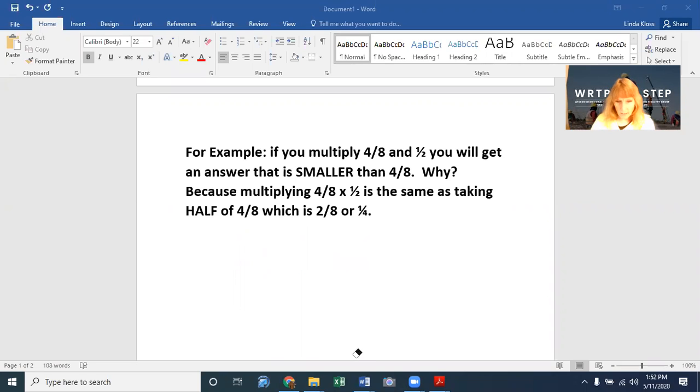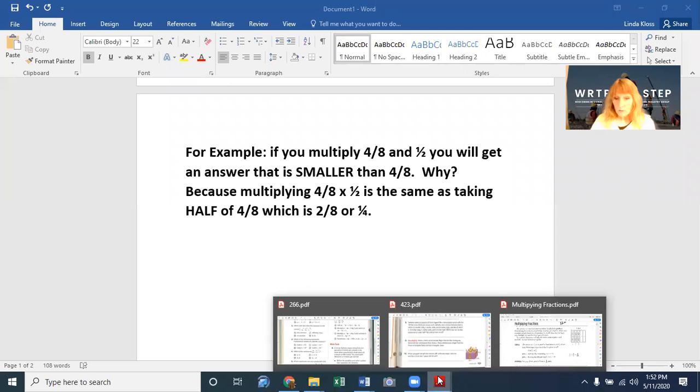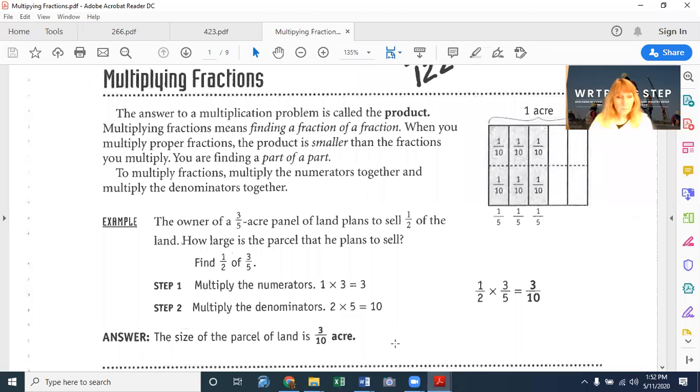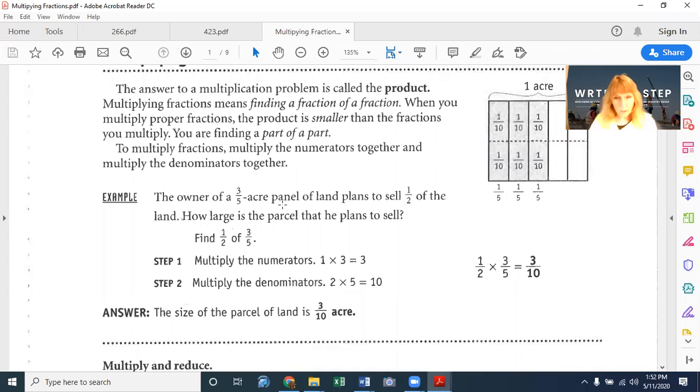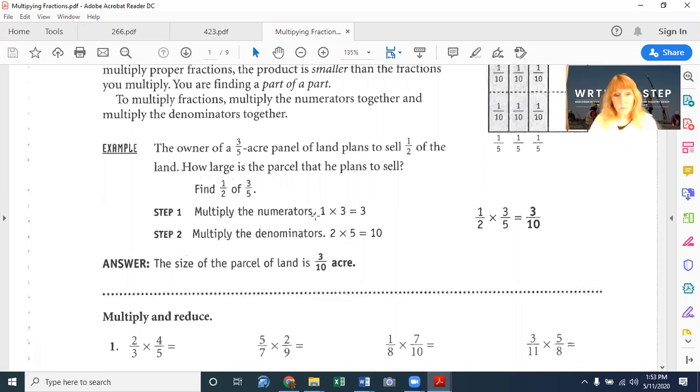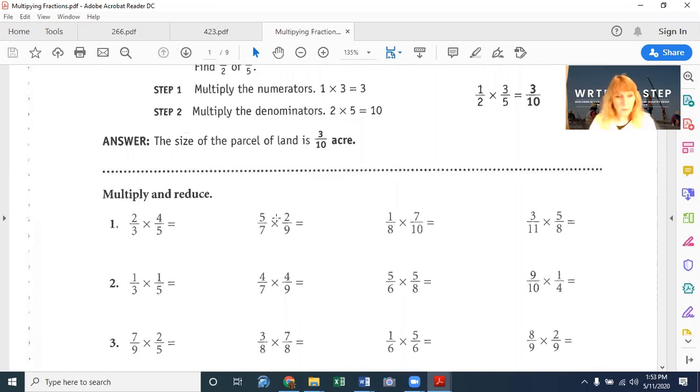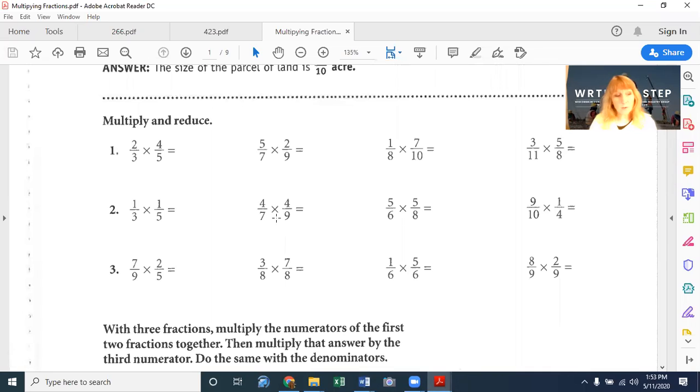So let's go and open up our document here, and let's take a look at some problems to see how this works. You can go ahead and read that. It's basically what I just was explaining there, and it would be good to read later. Multiplying and reducing. So let's start with row 1, and let's see, how do we multiply with fractions? We have this first one here, 2/3 times 4/5.